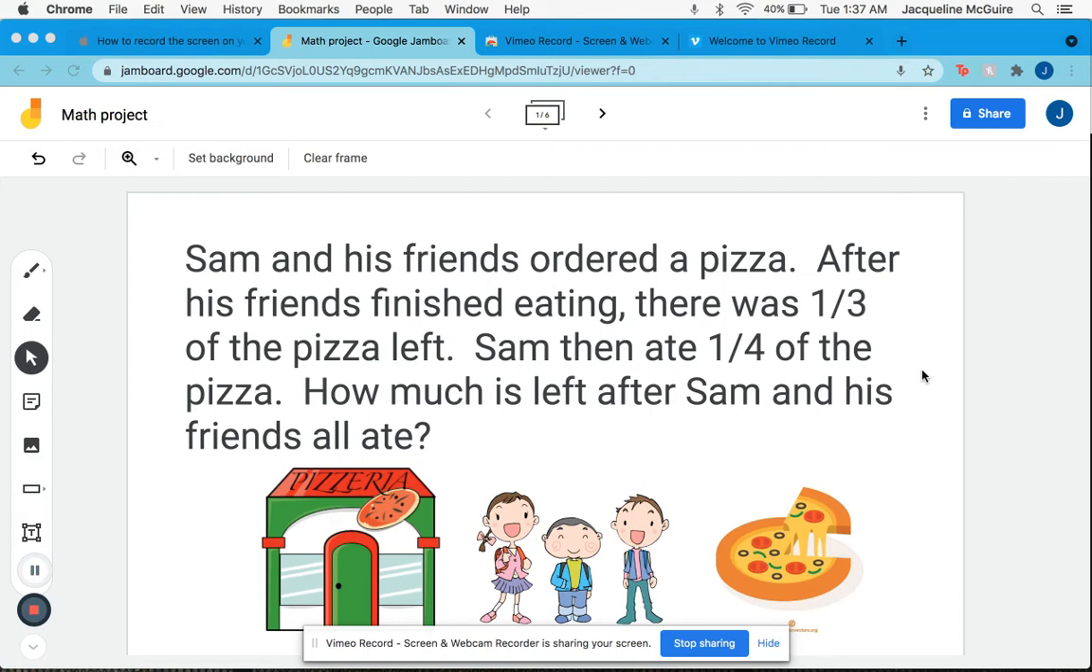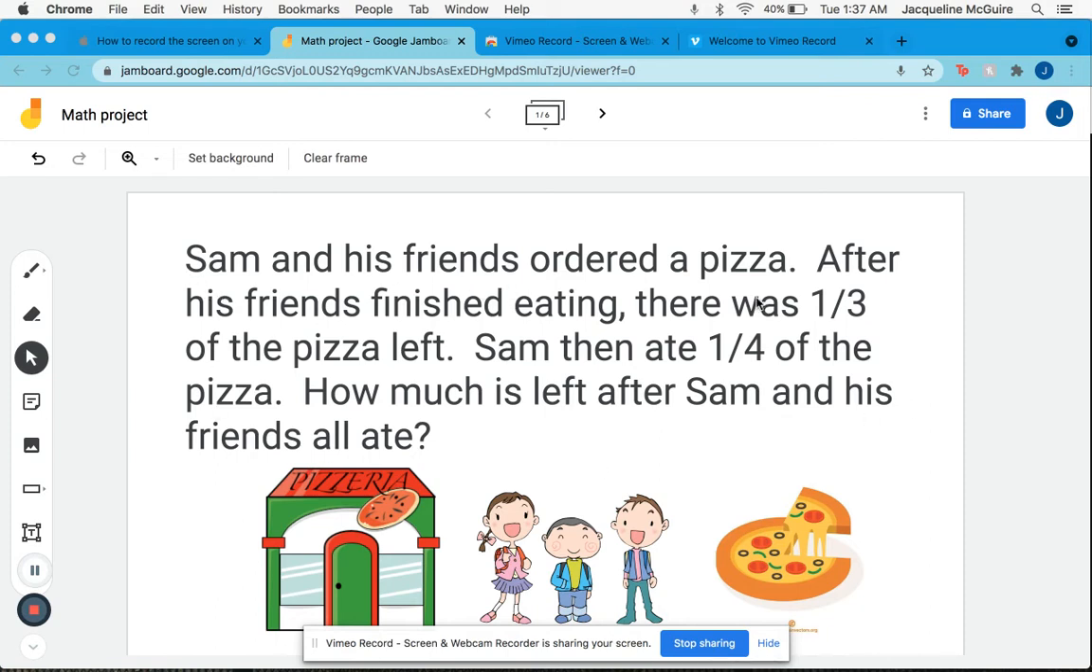But today we're going to be working on how to subtract when the denominators are different. This makes it a little bit trickier, but it's not something that we can't do. So we're going to start out with this problem.